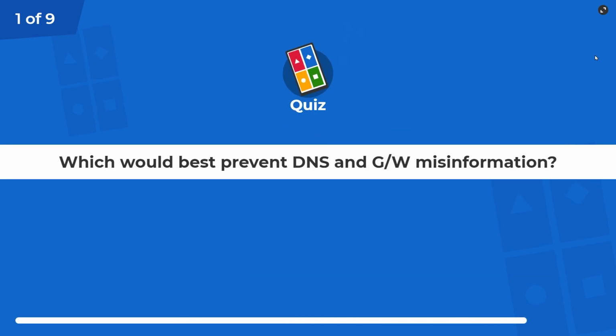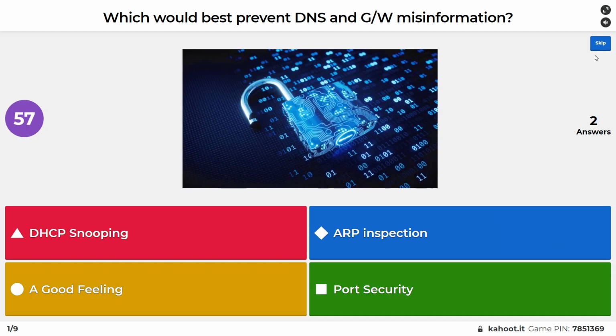Which would provide the best prevention against DNS and default gateway misinformation? How do we protect our clients that are getting IP addresses against this?